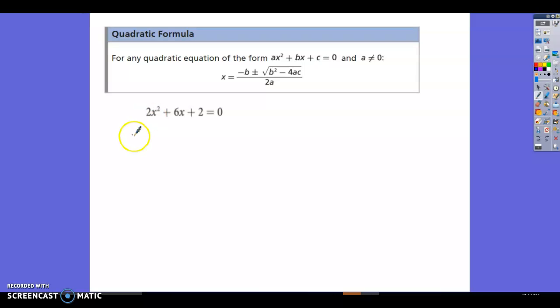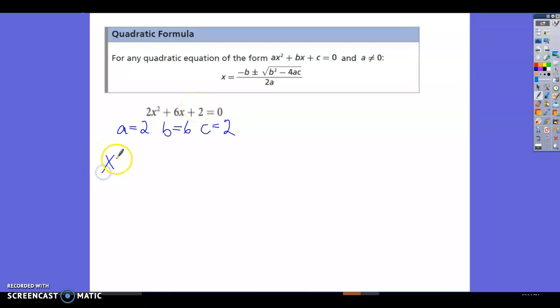All right, so we're going to first identify our a, b, and c. So a is 2, it's our quadratic term. b is 6, our linear term. And c is 2, our constant term. And if this is in standard form, it's always going to be a, b, c. But you do have to make sure you've got quadratic, then linear, then constant in that order.